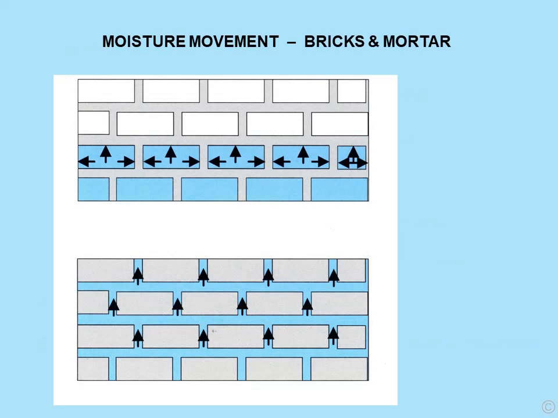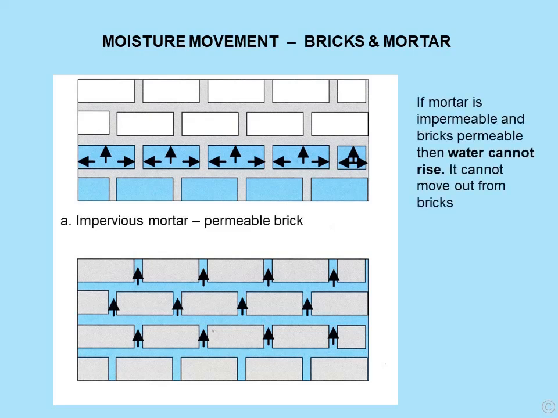So how does moisture now move then in bricks and mortar? Well, let's imagine this. First scenario, impervious mortar and permeable brick. If the mortar is impermeable and the bricks are permeable, then water cannot rise. It cannot move out from any bricks at the base of the wall. So we do not get rising damp in such a situation.